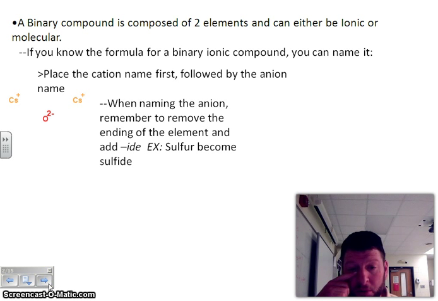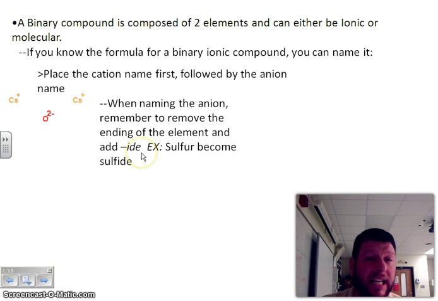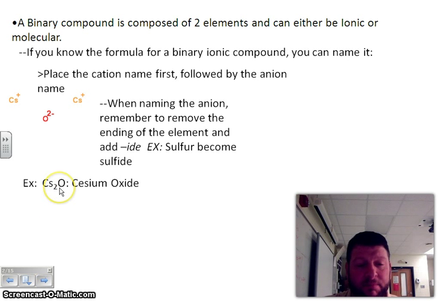Now in this case, we need two cesiums to balance out the oxygen. So when we name the anion, remember we remove the ending of the element and we add -ide. Example, sulfur would become sulfide. In our example here, we have cesium and oxygen, and it would become cesium oxide. Now remember, the 2 is there because cesium had to bring along a friend to help balance out the oxygen. So the cation goes first, followed by the anion, and this is an ionic compound.